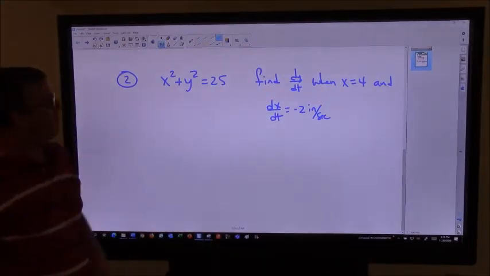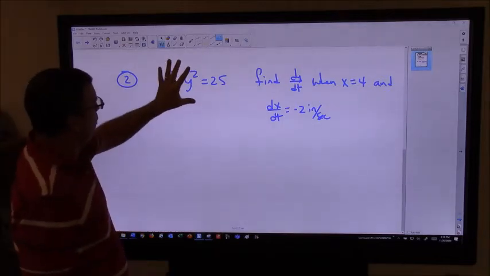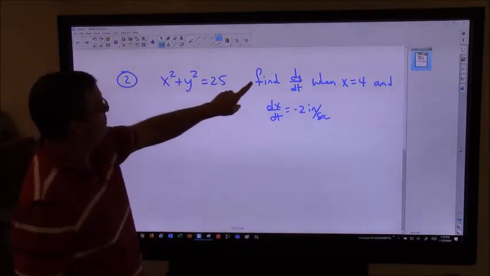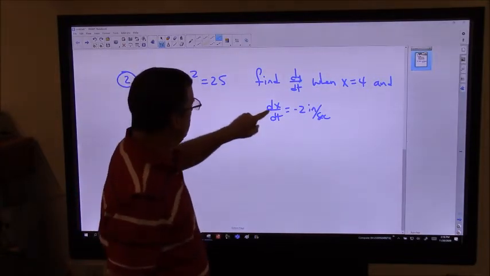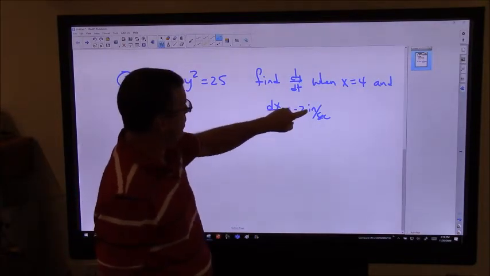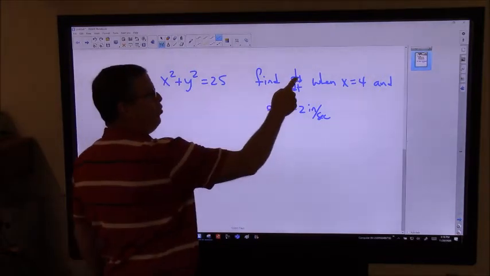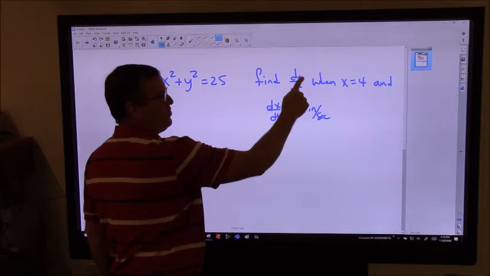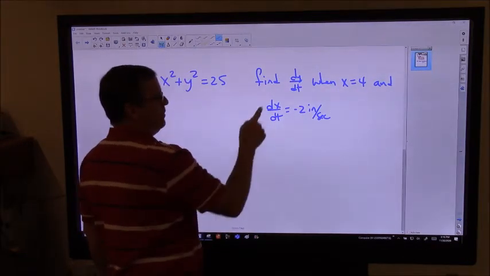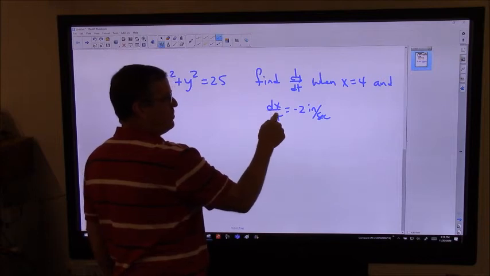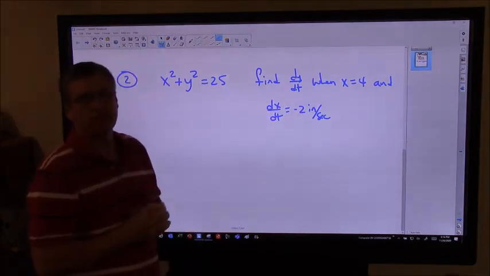All right, so this problem has a little more information to it. They're telling us here's an equation, and they want us to find dy over dt when x equals 4 and dx over dt equals a negative 2 inches per second. So really what they're saying is, at what rate is the y value changing at the point where x equals 4 and my x value is decreasing at negative 2 inches per second.